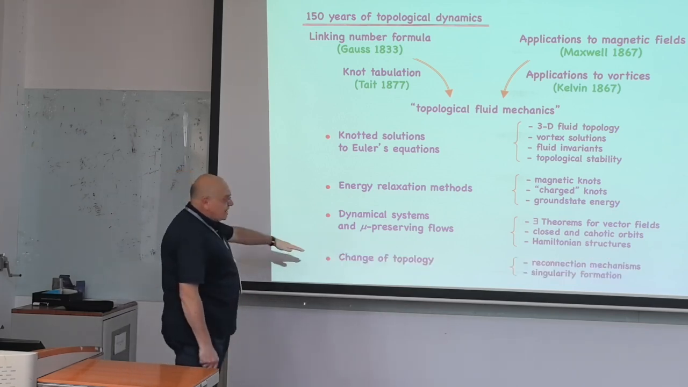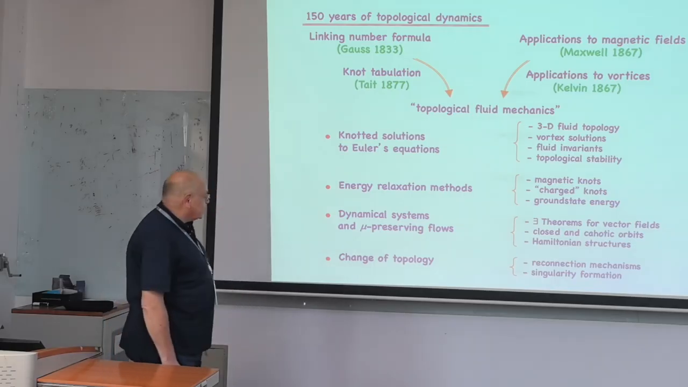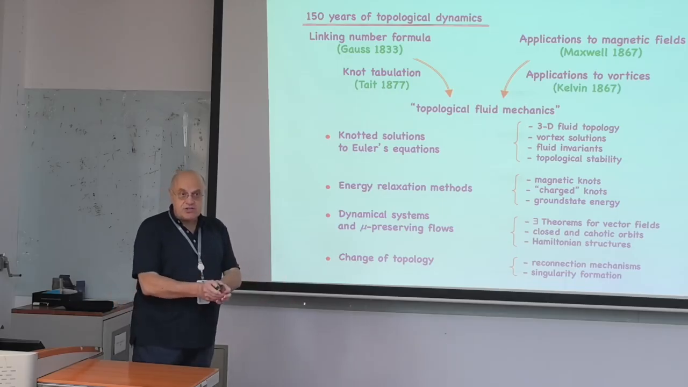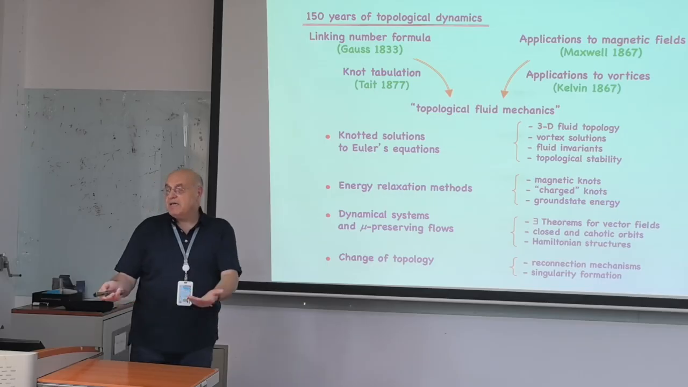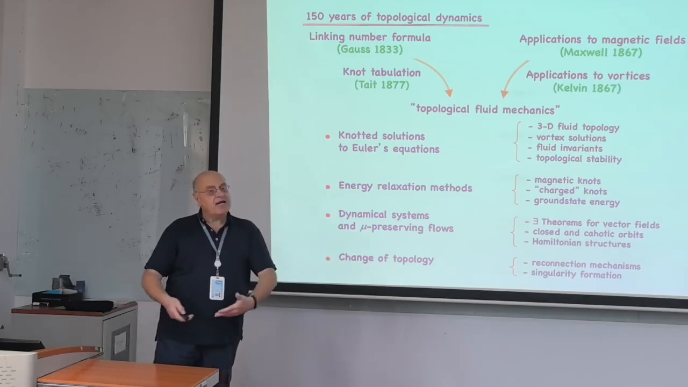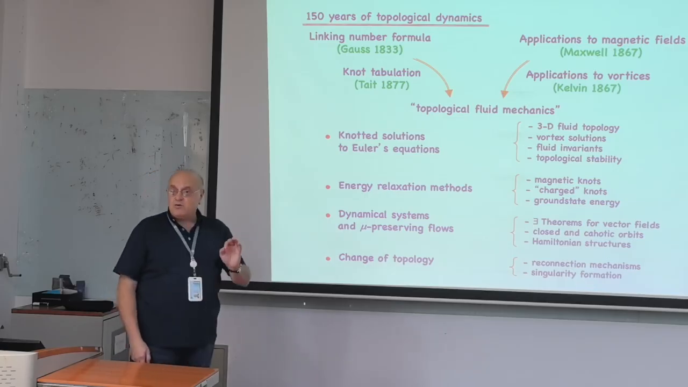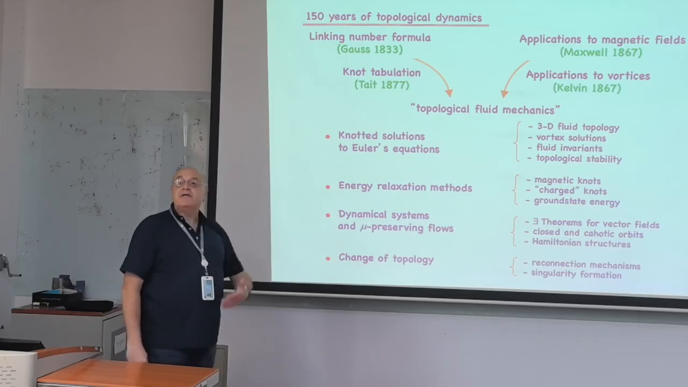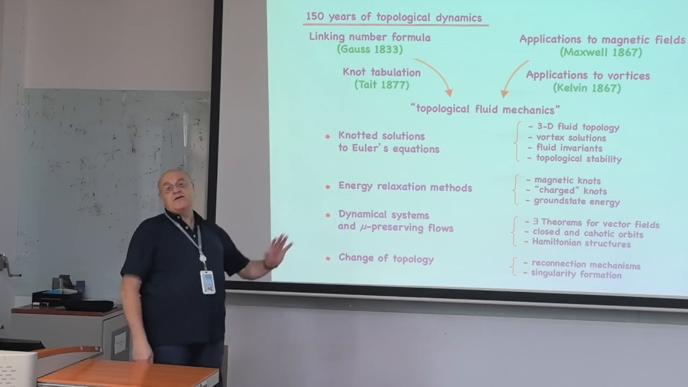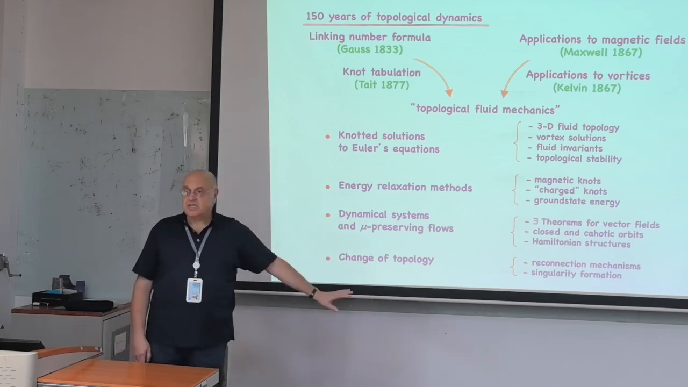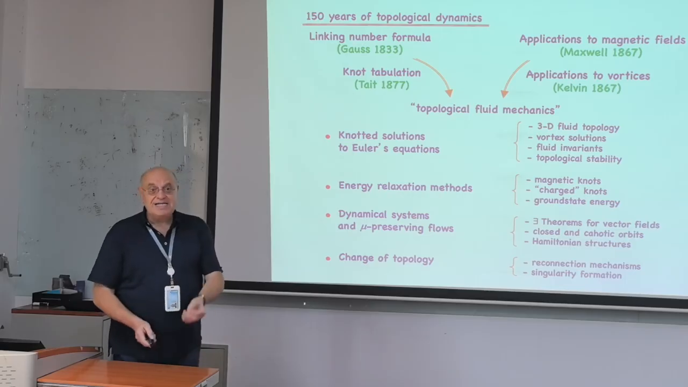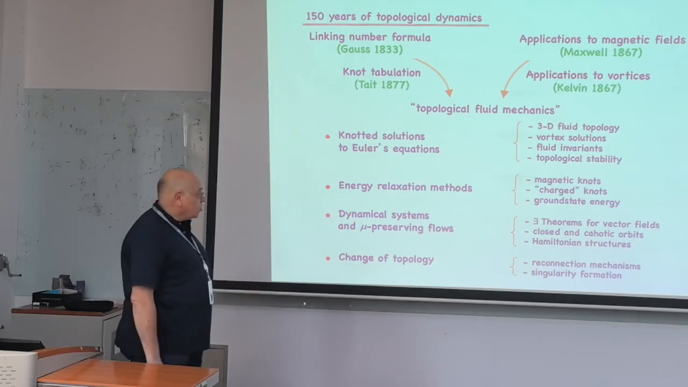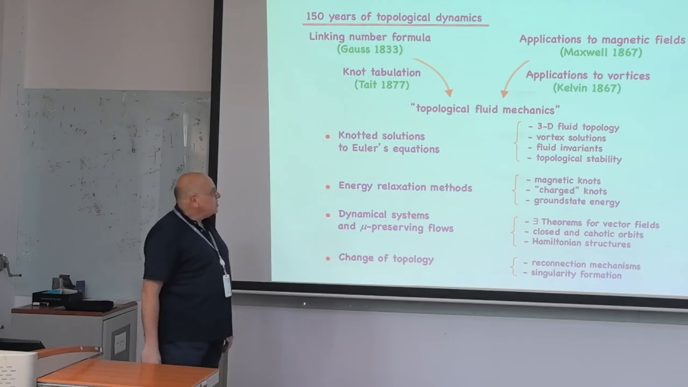And then one of the last but very important works is on the change of topology, because real systems do not have a frozen topology. They change topology because there are resistive effects, dissipative effects, all sorts of effects. And the one key question here is to understand the role of reconnection in vortex dynamics or magnetic fields. And of course, there is a very important problem in mathematics associated with the finite time existence of singularities in, say, Navier-Stokes equation or Euler equation. So this is just a quick review.